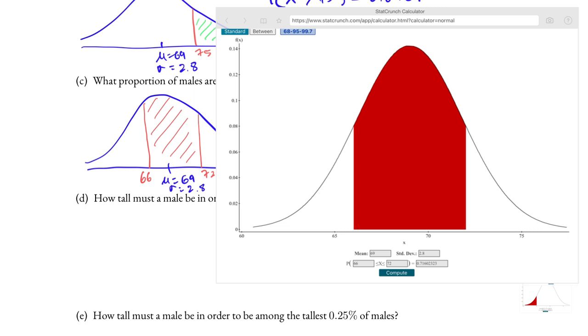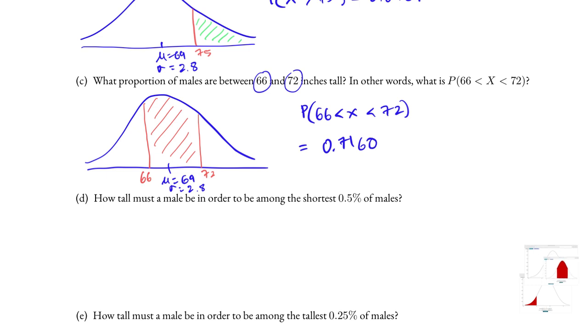The corresponding probability is 0.7160, rounded to 4 decimal places. If there are two values, then we would choose the between feature, and if there is only one value, then we would choose the standard feature in the StatCrunch calculator.